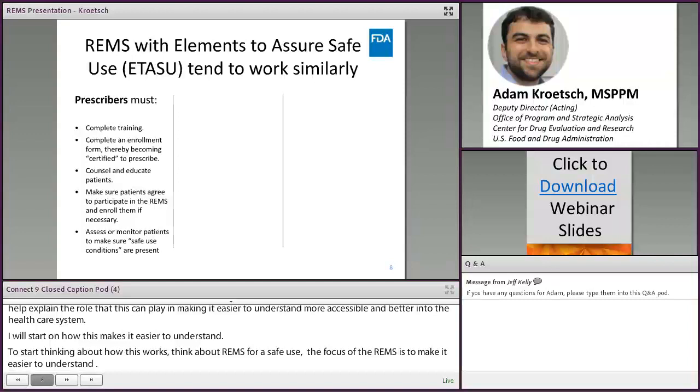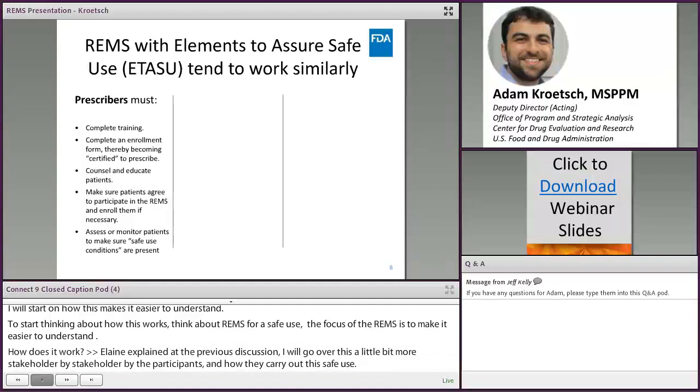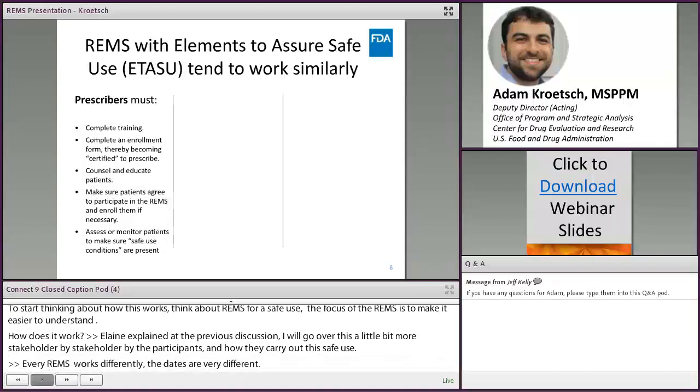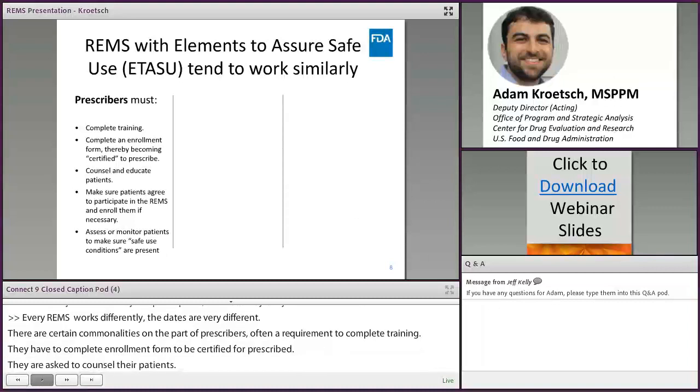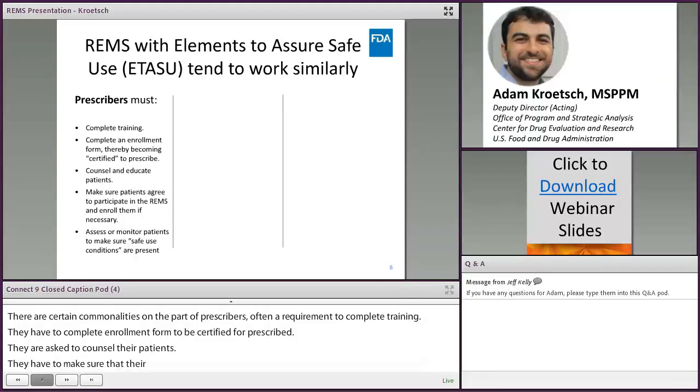The risks are very different, the settings in which they're used are very different, but that said, there are certain commonalities. On the part of prescribers, there's often a requirement to complete training. They often need to complete some sort of enrollment form and thereby become certified to prescribe. They're often asked to counsel and educate their patients. They often need to make sure that patients agree to participate in the REMS and enroll them if necessary. So you might have prescribers enrolling patients so that you've got two parties enrolled. You then may need to, as a prescriber, assess or monitor your patients to make sure that certain what we call safe use conditions are present.